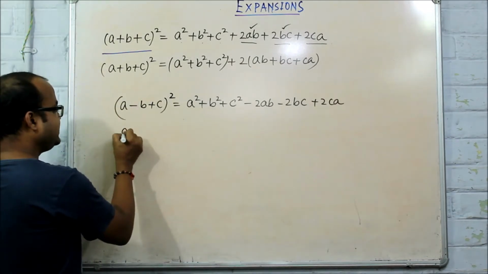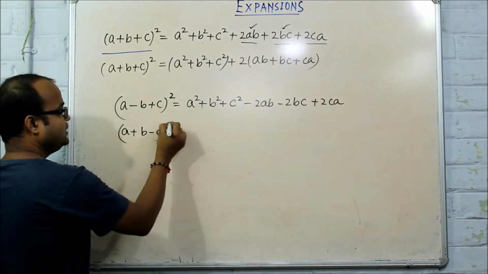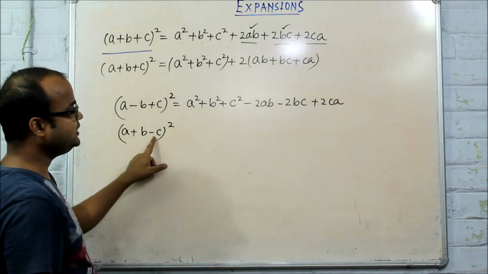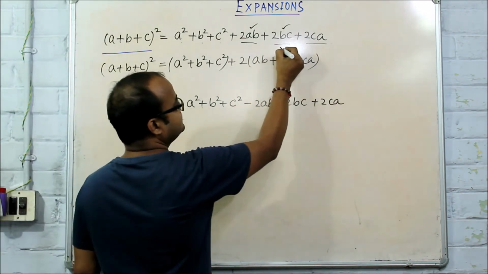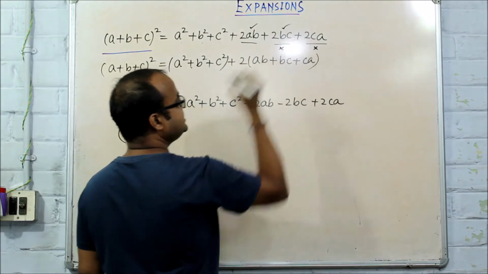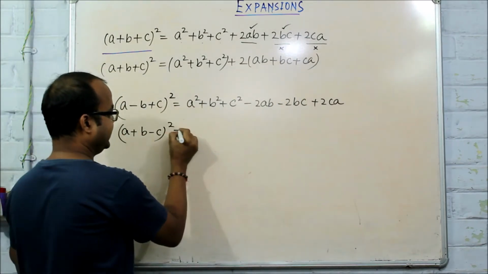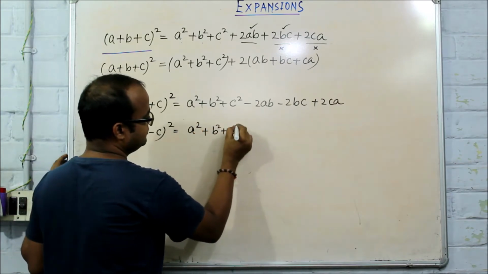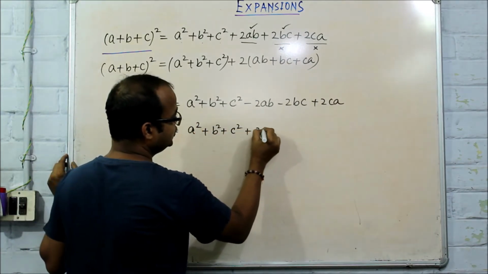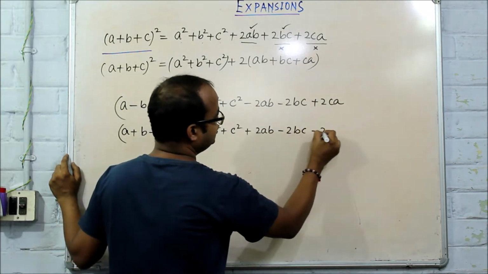Same way, if I write a plus b minus c. Now, which term is negative? c. That means in the original formula wherever c is there. Now see, these 2 terms contain the linear term of c, so these 2 will become negative. So we write a square plus b square plus c square plus 2ab minus 2bc minus 2ca.